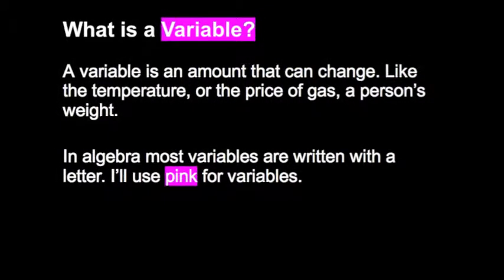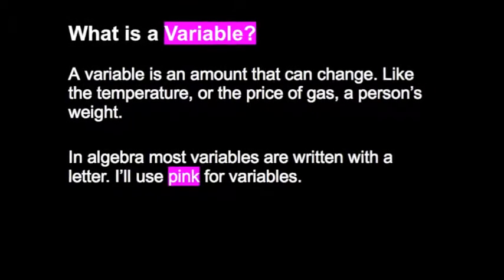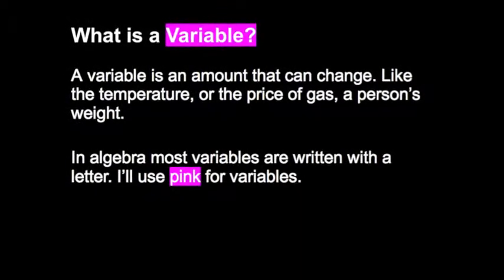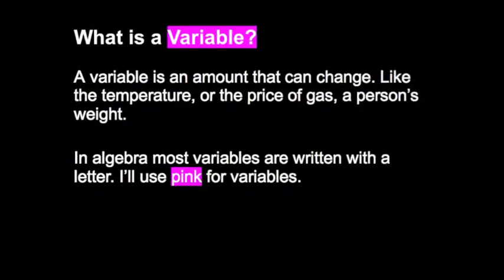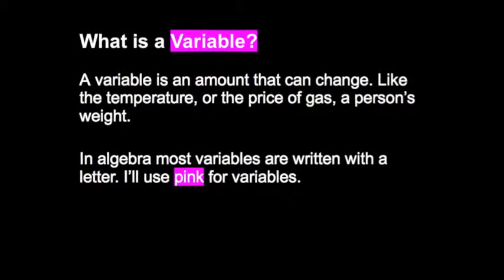What is a variable? A variable is an amount that can change, like the temperature or the price of gas, a person's weight. In algebra, most variables are written with a letter. I'll use pink for the variables.